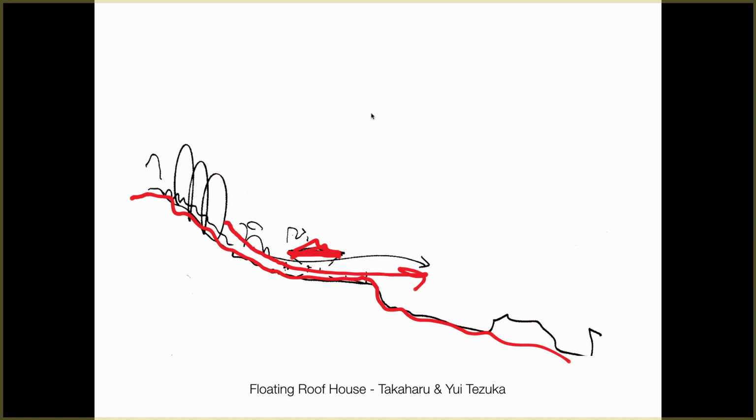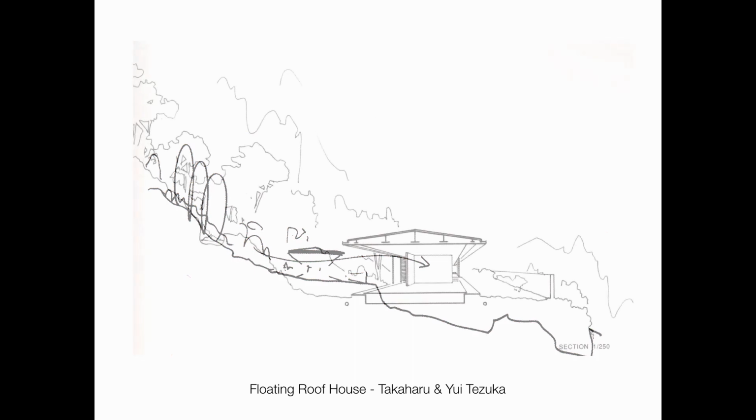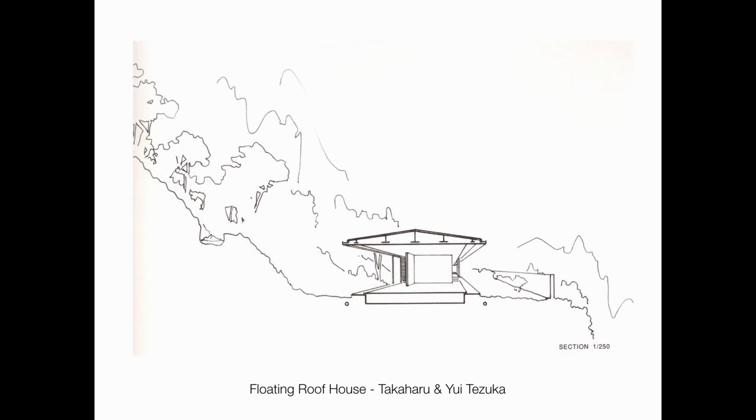So let's jump forward a slide and get a little bit more technical. That was the diagram. Now we get into a more technical drawing. We have the building itself. And again, this is kind of a sectional perspective drawing. We've got the hillside here. And we've got the idea that this roof extends and that it really blends through the landscape. The landscape goes through the house.